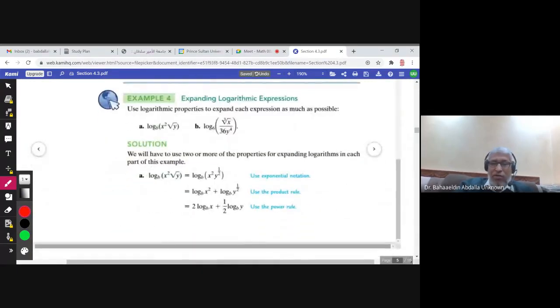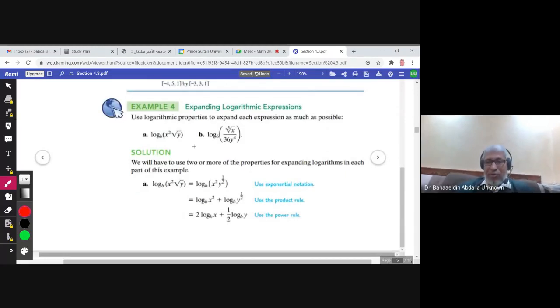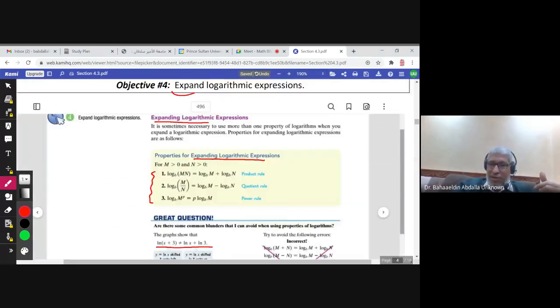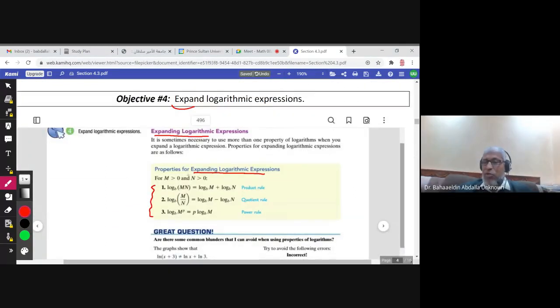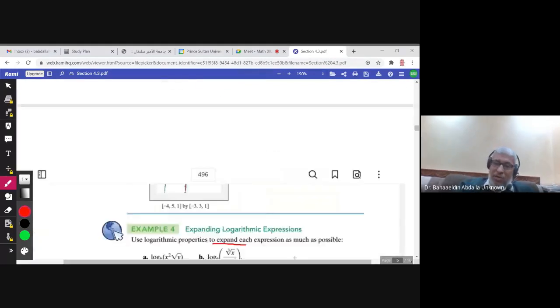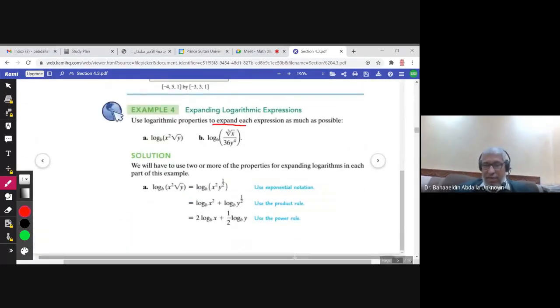Okay, let us solve some examples about expanding. The question would be expand. How to expand? Usually in the question expand, you have 1 log, and inside this log you have some powers, product, division. Then you can use the 3 properties, these properties, to expand. Please wait until the end.